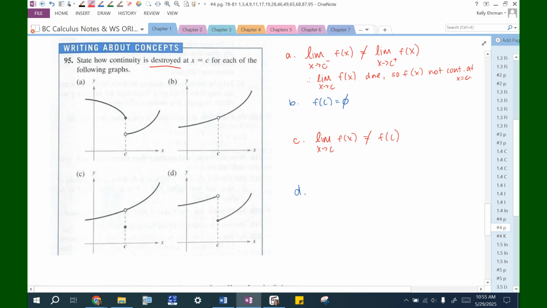And for the last one, same issue as part A. I'm just going to shorten this one up. The limit as x approaches c of f of x does not exist because, I guess I'm not shortening it up. I don't know, I just think it's good to practice this. The left limit doesn't equal the right limit.